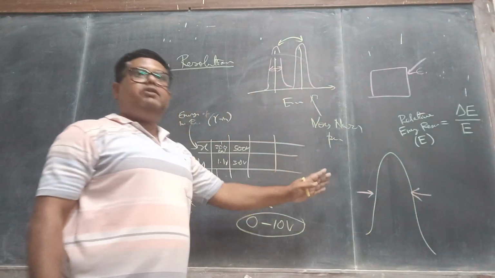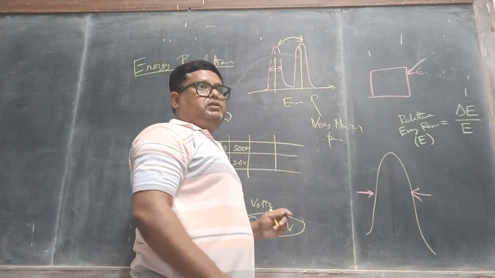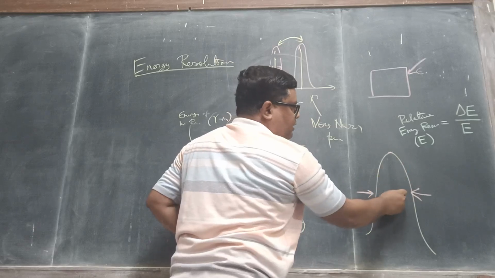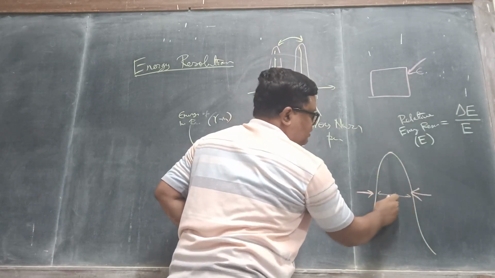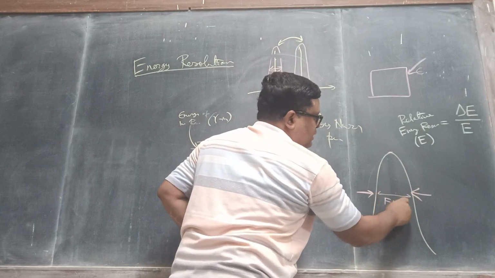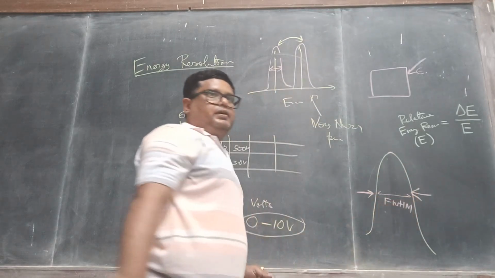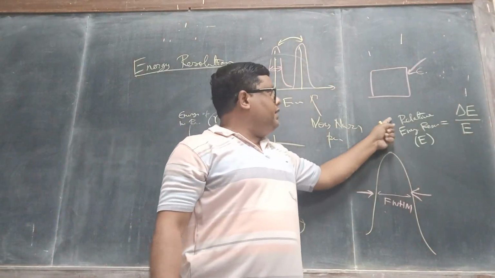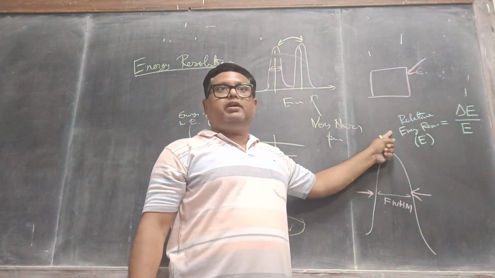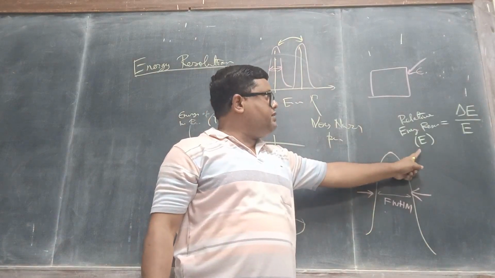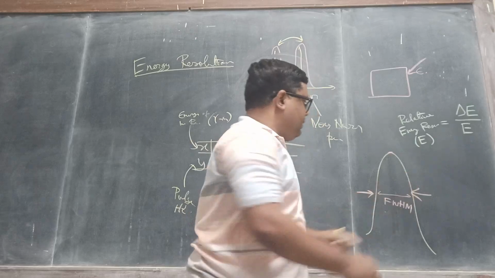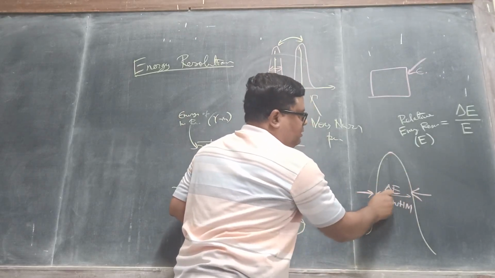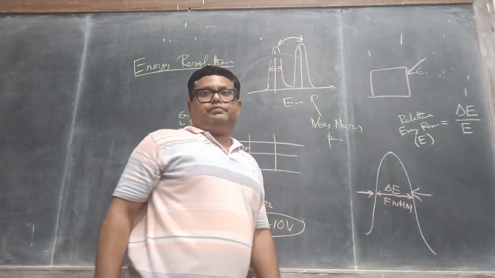Now a measure of this width is FWHM. What is that? You take the maximum height, divide by 2 over here, and this measure is your full width at half maximum. So this is a measure of the energy resolution, and the relative energy resolution for a peak of energy E is given by delta E by E. What is delta E? Delta E is this number, the width at half maximum.